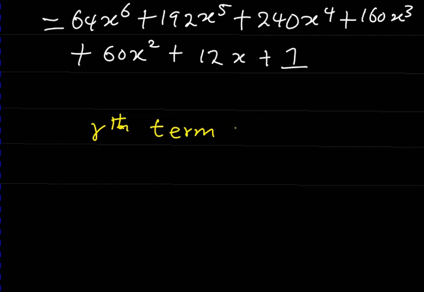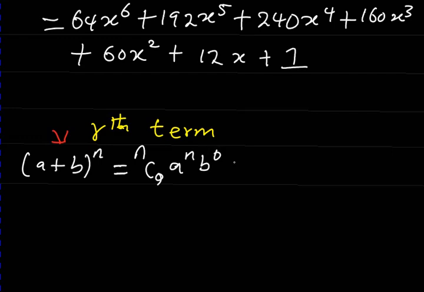So the rth term of our expansion. Let's use our binomial expansion of a plus b raised to the power n, the one we used to derive our general formula. Now you notice one thing in this expansion: the very first term is n combination 0, not n combination 1, then a raised to the power of n, then b raised to the power of 0.